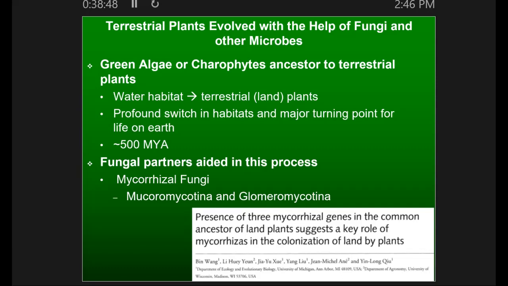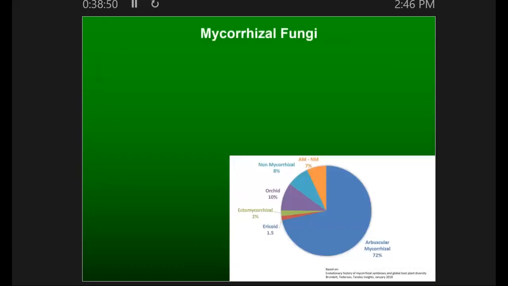So mycorrhizal fungi, I'll talk a little bit more about. I have a real soft spot for them because part of my PhD thesis I worked with mycorrhizal fungi, and so they're a fascinating group. When you look at all the plants that are just in the environment or commercially grown, about 85% of plants are forming this relationship of some sort, some kind of mycorrhizal relationship.